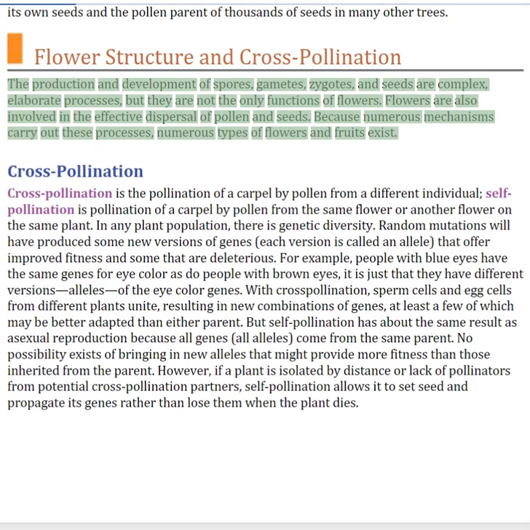The production and development of spores, gametes, zygotes, and seeds are complex, elaborate processes, but they are not the only functions of flowers. Flowers are also involved in the effective dispersal of pollen and seeds. Because numerous mechanisms carry out these processes, numerous types of flowers and fruits exist.